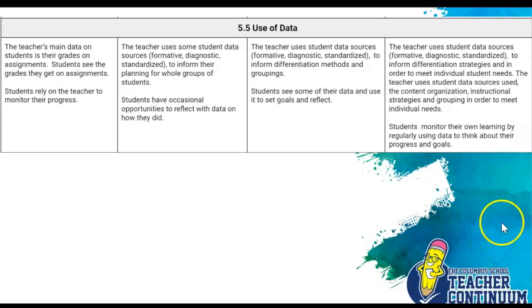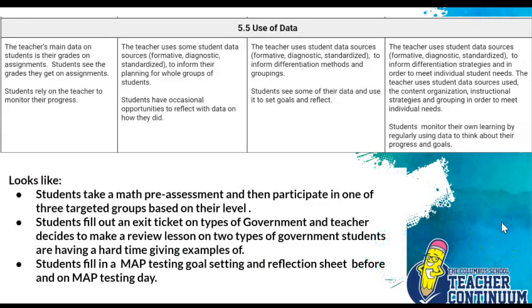In an environment closer to the right side of the continuum, this might look like students taking a math pre-assessment and then participating in one of 3 targeted groups based on their level. Students filling out an exit ticket on types of government, and the teacher deciding to make a review lesson on the 2 types of government that students had a hard time giving examples of. Or students using a map testing goal setting and reflection sheet before the map test and again on map testing day.